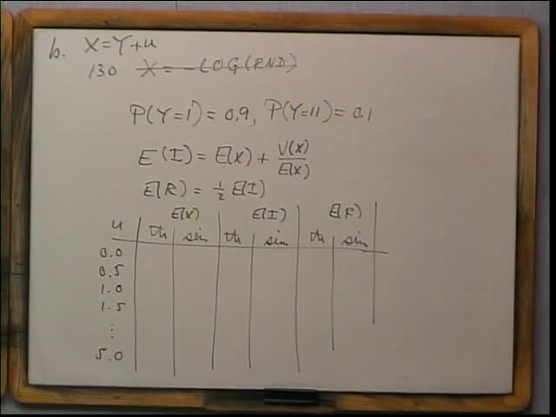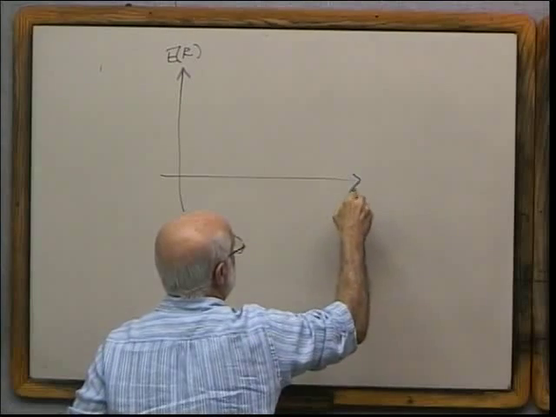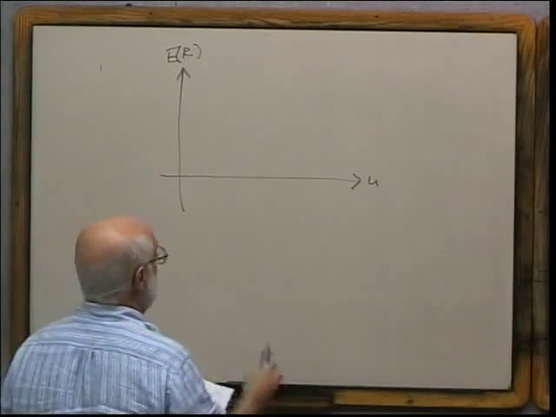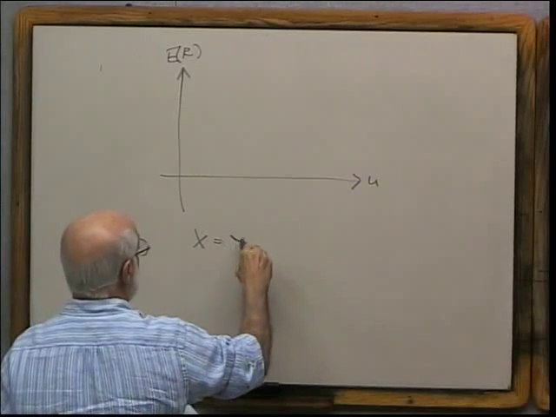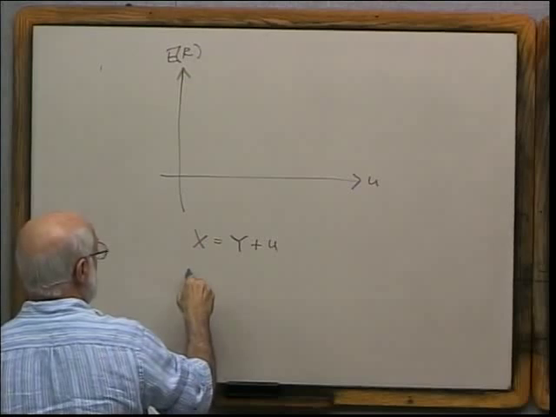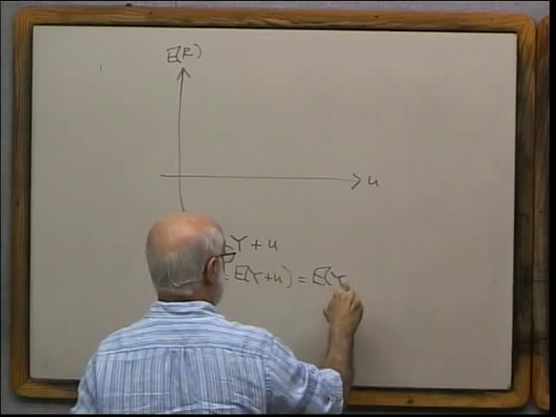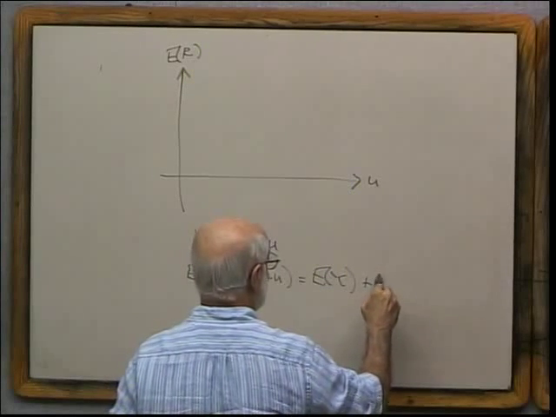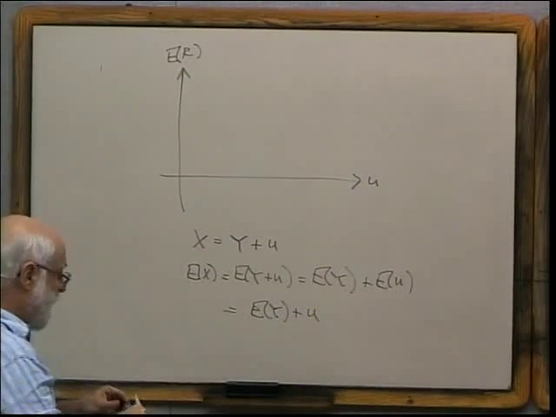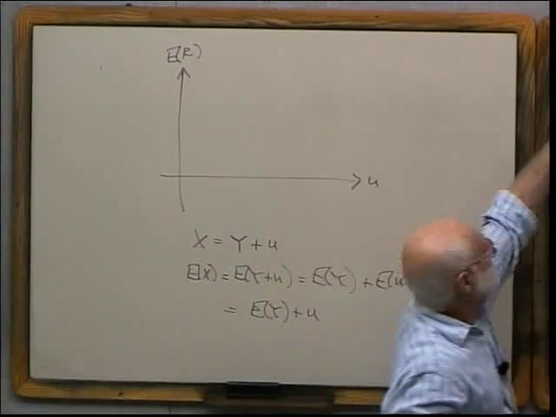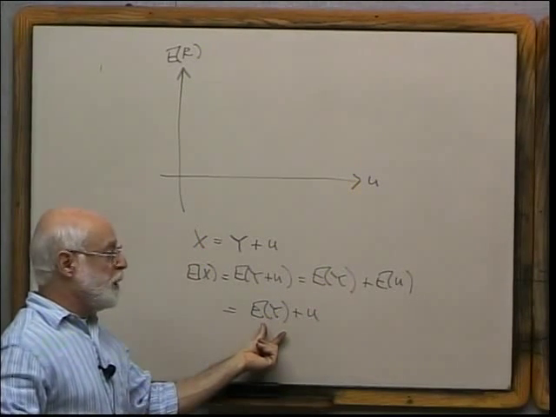So here is the average time that you wait for a taxi, and here is u. Remember now that the length of time between taxis, I should say, is equal to y plus u. So therefore, the expected value of x is the expected value of y plus u, which is the expected value of y plus the expected value of u, which is the expected value of y plus u. So you calculate the expected value of x from here, knowing what the distribution of y is, and so you get the expected value of y.